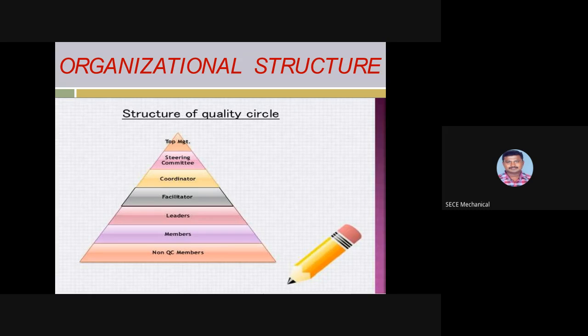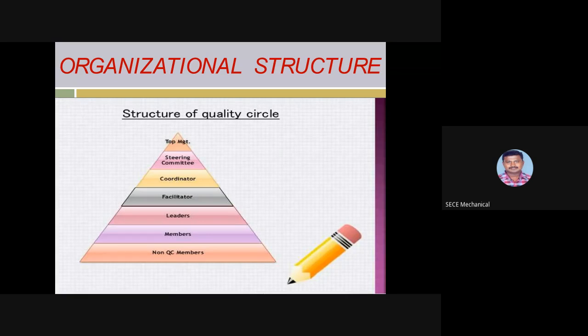So everything is going to be coordinated by coordinating agency. Without having the coordinating agency or coordinating person, definitely our purpose will not be solved, or the problem is not going to be solved within the industry. Quality circle has an appropriate organizational structure for its effective and efficient performance. It varies from industry to industry, organization to organization.